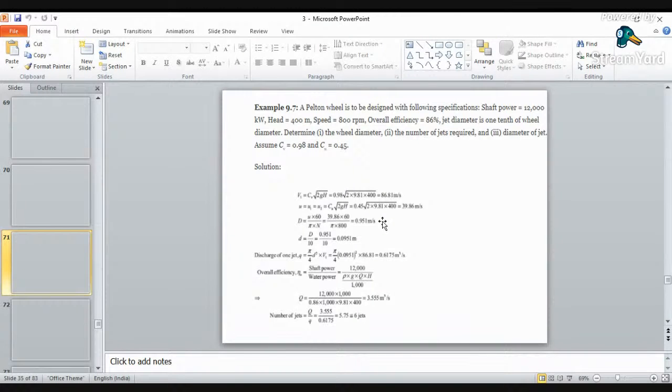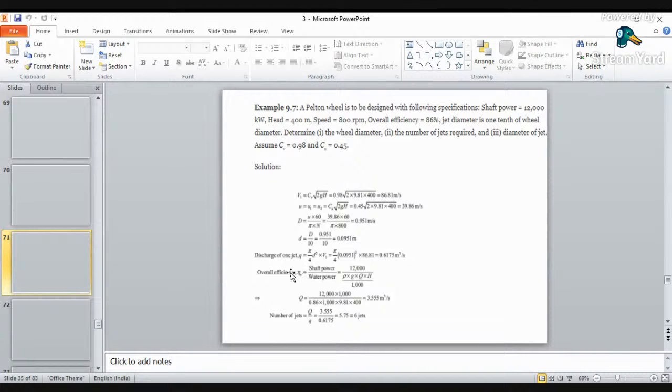Discharge is nothing but area into velocity. So V1 is your 86.81 and diameter you had calculated. So by this you will get your discharge. Velocity you had calculated as 86.81, that is V1 in step number 1.